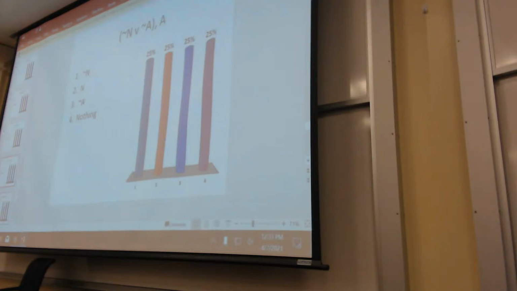Not N or not A, and the additional claim A. What, if anything, can we get? Yes, that's correct. So the or tells us we're looking for the opposite. A is the opposite of not A. We're left with the not N. Not N is correct. Very good.